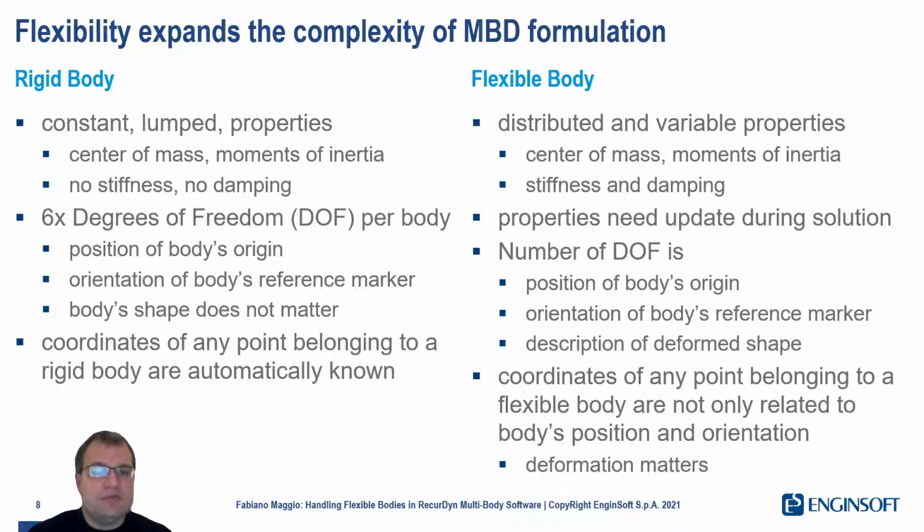The number of degrees of freedom for a flexible body is normally much higher because, yes, you might know where the body's origin is, you might know how the body is oriented in space, but you still need to describe how it is deformed. This was missing in the rigid body formulation, but for a flexible body, we have to say something about the position of the points with respect to the reference marker. So the description of the deformed shape adds a lot of complexity in the mathematics behind the model formulation.